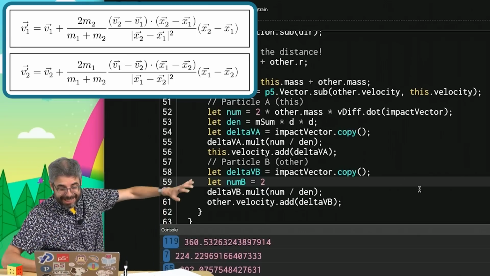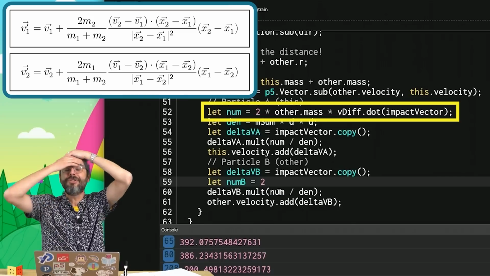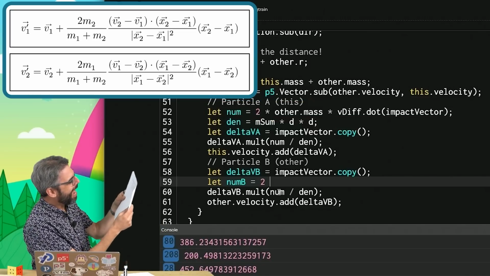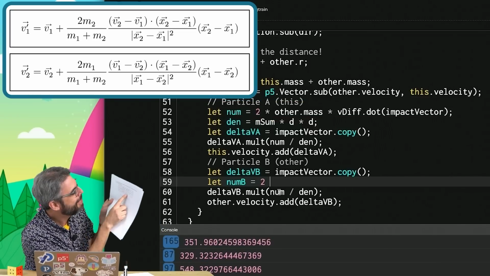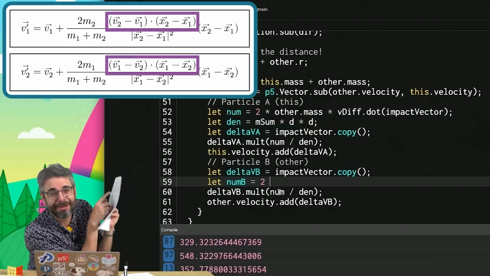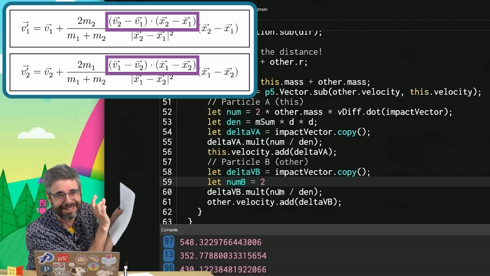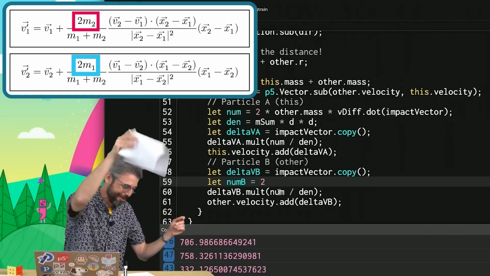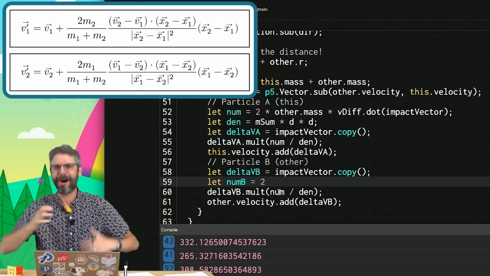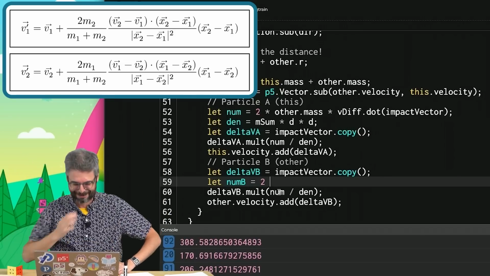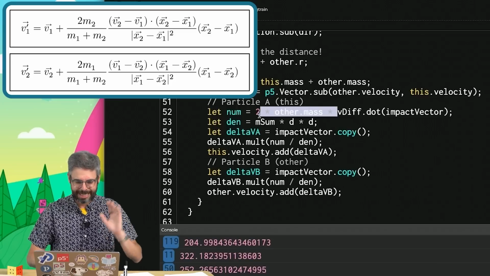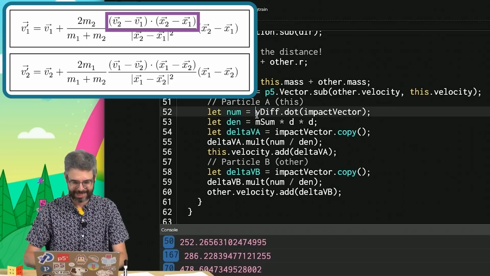When I did this simplification of only one numerator, I forgot that I have to change the f. This part of the numerator can change it from positive to negative, but I need to use mass 1, not mass 2. That was the error. I tried to simplify this code and I made it worse. We're gonna fix this. The numerator is just going to be this.